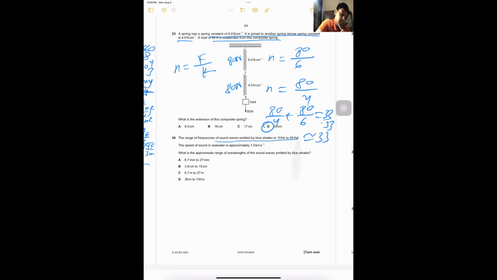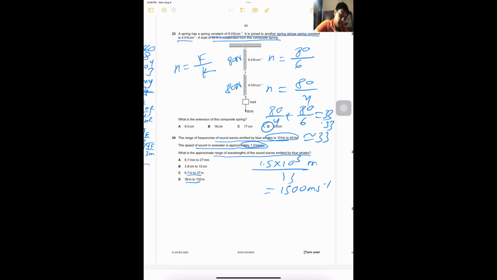Okay, the range of frequencies of sound waves emitted by blue whales is this. The speed of sound in seawater is approximately this. So let's convert 1.5 to meters per second, which is 1500 meters per second. What is the approximate range of wavelengths produced by the blue whale? Since they are given in meters, that's why I have converted it to meters.